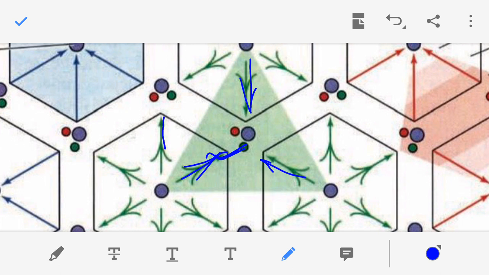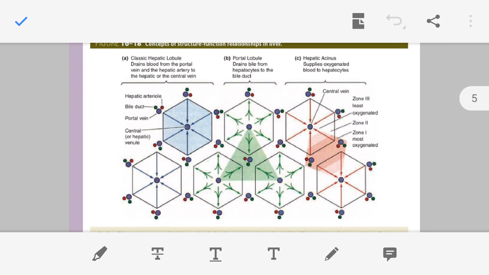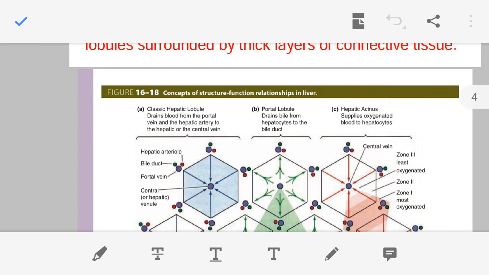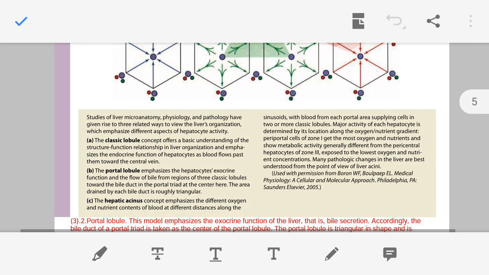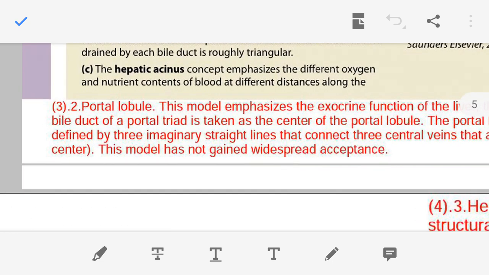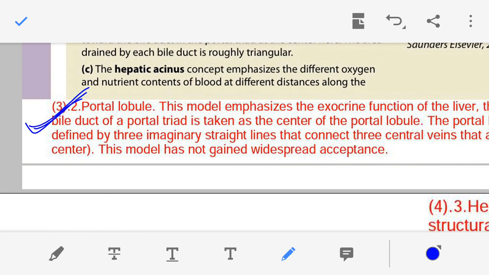For example, this arrow means bile is entering into this bile duct. And from all these hepatocytes, the bile will enter into this bile duct. So that is the meaning of this second model, that is the portal lobule model. So now we are moving forward. With this, we have completed this second model, the portal lobule.